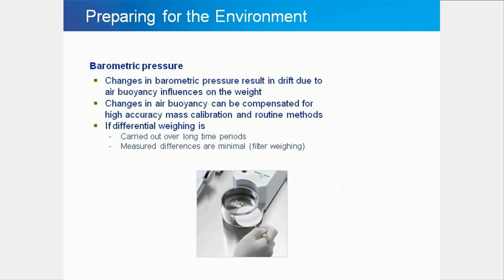Changes in barometric pressure result in drift due to air buoyancy influences on the weight. Compensating for changes in air buoyancy are applicable for high accuracy mass calibration and routine methods, particularly if differential weighing is carried out over long time periods and where the measured differences are minimal. That is, filter weighing.